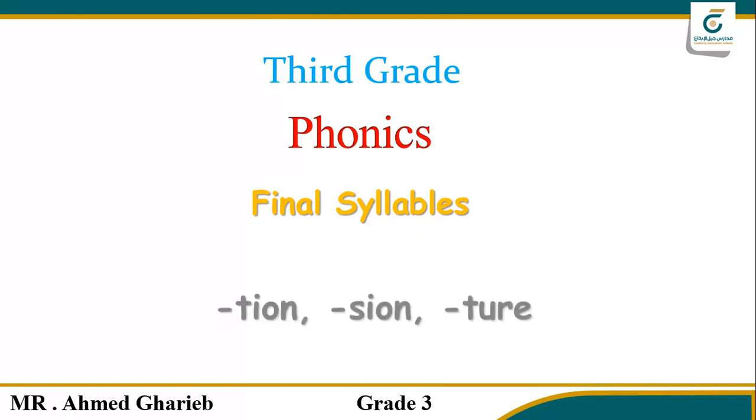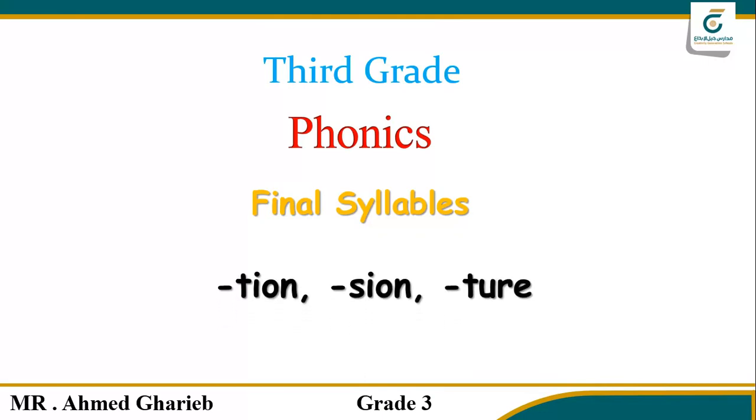Good morning, third graders. Today we have a phonics lesson and we will study final syllables. What are they? tion making the sound shin, sion making the sound shin or zhn, ture making the sound chur as in picture. The three syllables are final, and this means that these syllables come at the end of the word, not at the beginning. Alright? Watch and listen carefully, and let's get started.